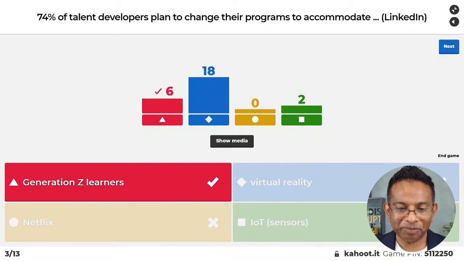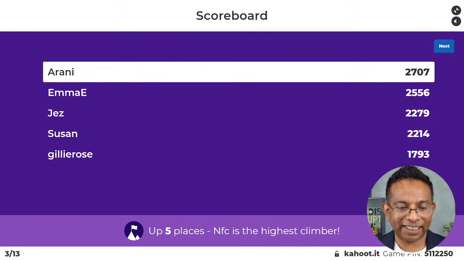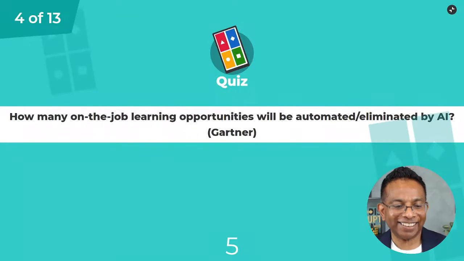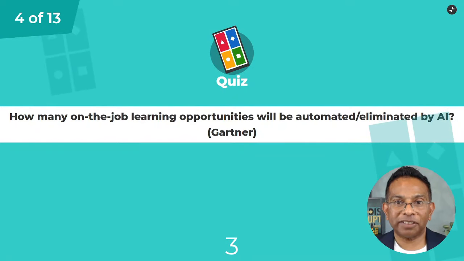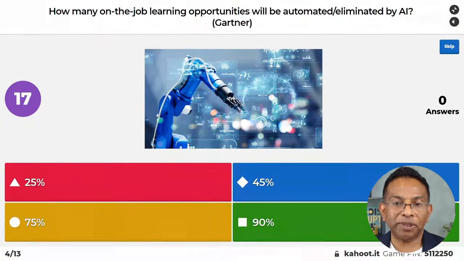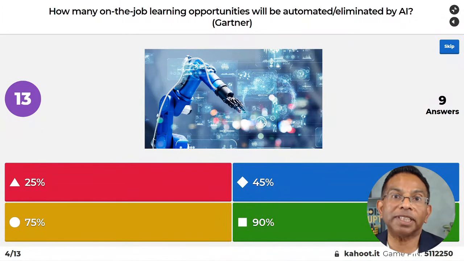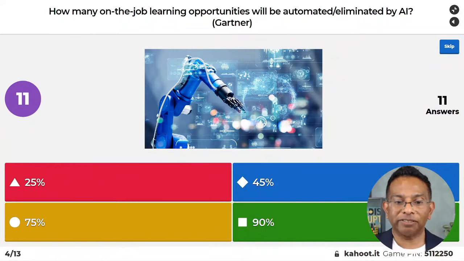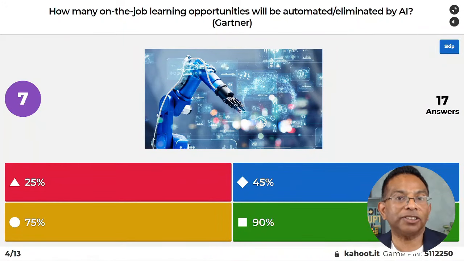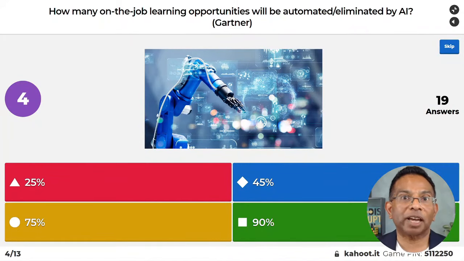Okay, let's do the next one. Let's see the leaderboard. Arani, I hope I got that right. Arani and Emma E. Okay, good. Let's continue. Yeah, so this is one about artificial intelligence, which is going to be significant, and Gartner is looking at, and what they're saying here is that many people get a lot of their training by on-the-job opportunities. But if you have AI and robotics that are doing some of those routine things, people actually don't get the time to build up those skills with on-the-job learning.